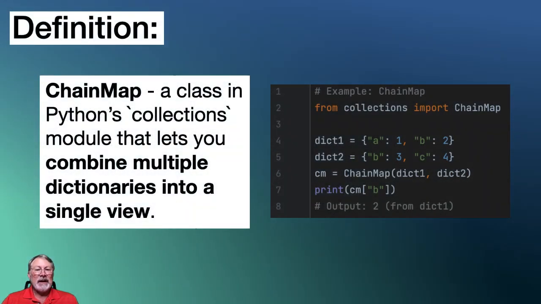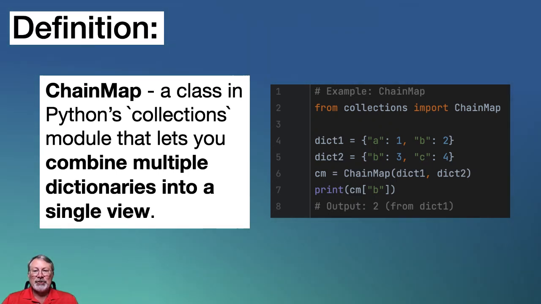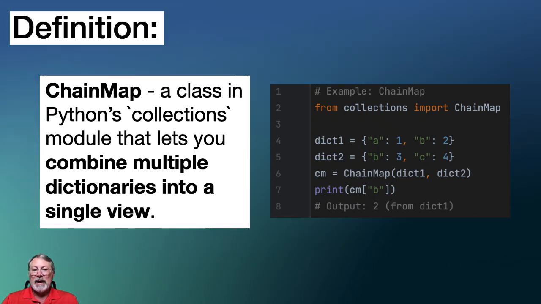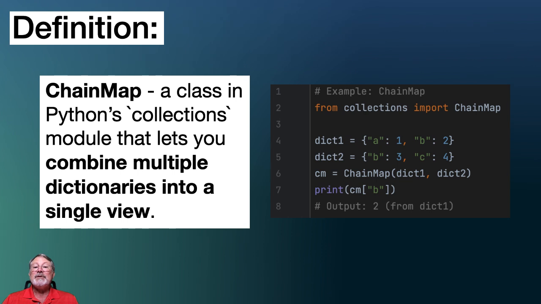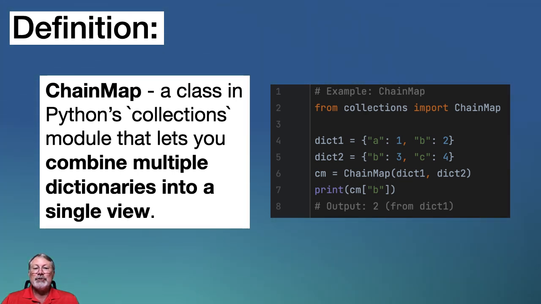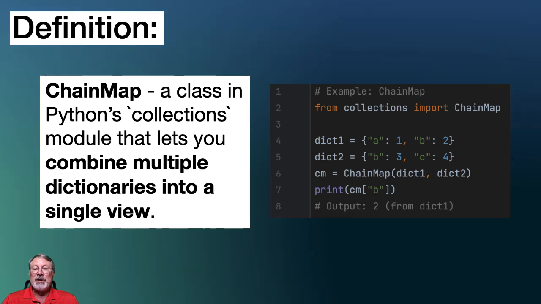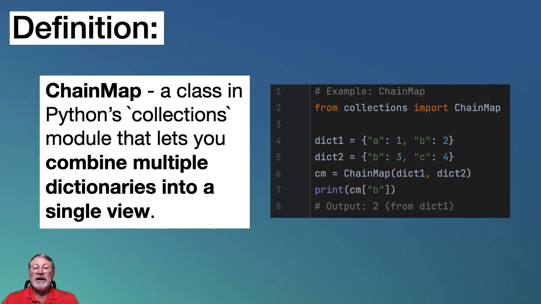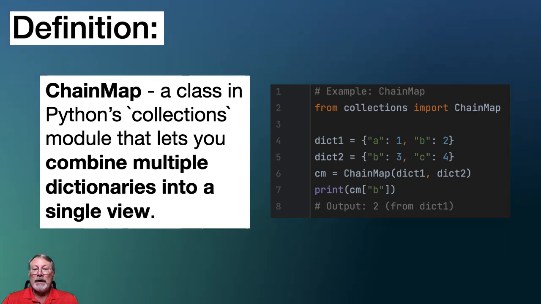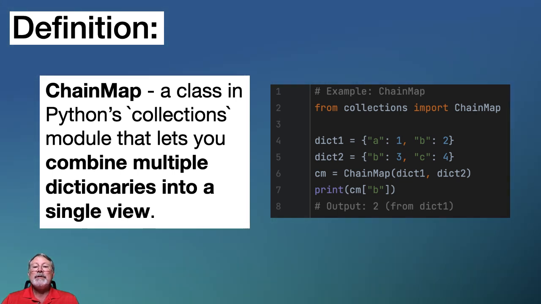ChainMap is a class in Python's Collections module that lets you combine multiple dictionaries into a single view. When you look up a key, it searches through each dictionary in the chain in order until it finds a match. So, you can treat multiple dictionaries as one big dictionary without actually merging them.